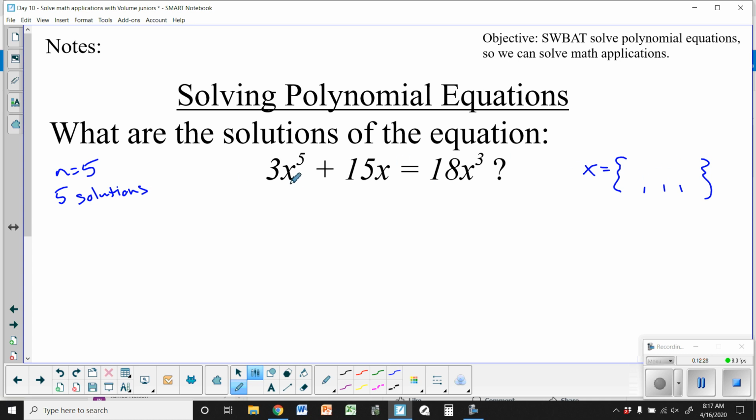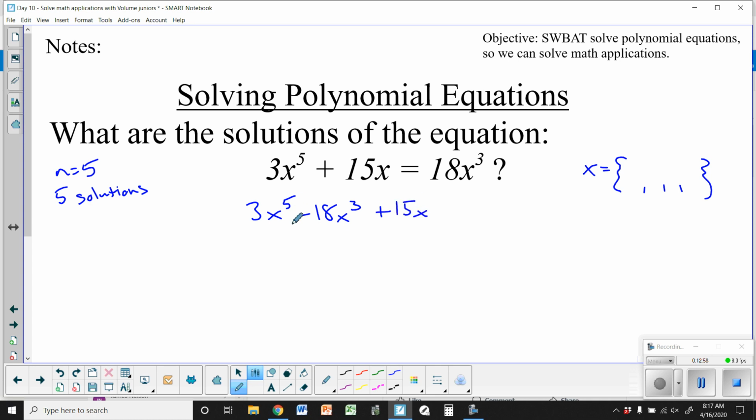Remember, they can be repeated, because with polynomials, all of the real zeros are on the x-axis, but there can be multiplicity. So the first thing we want to do is set it equal to 0. We're going to have to move this 18x cubed to the other side. So we'll have 3x to the 5th, and we're going to subtract 18x cubed. And then we'll just put that in the middle.